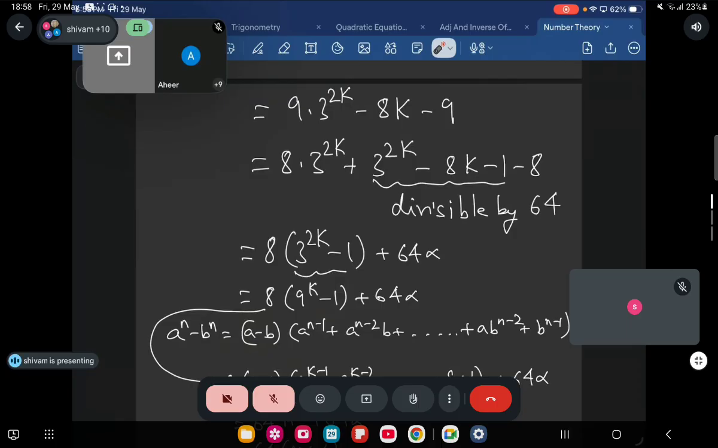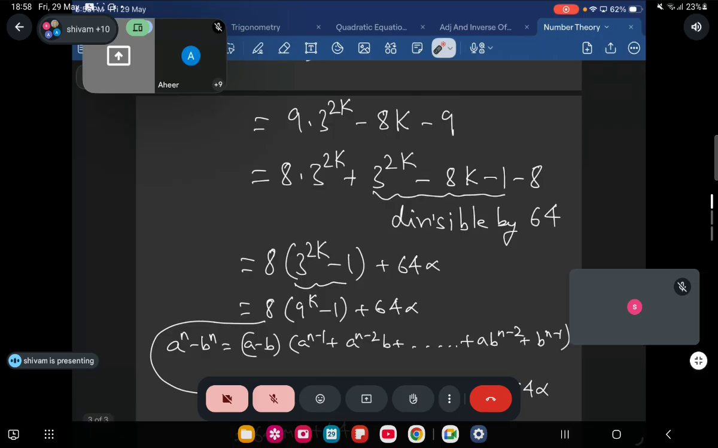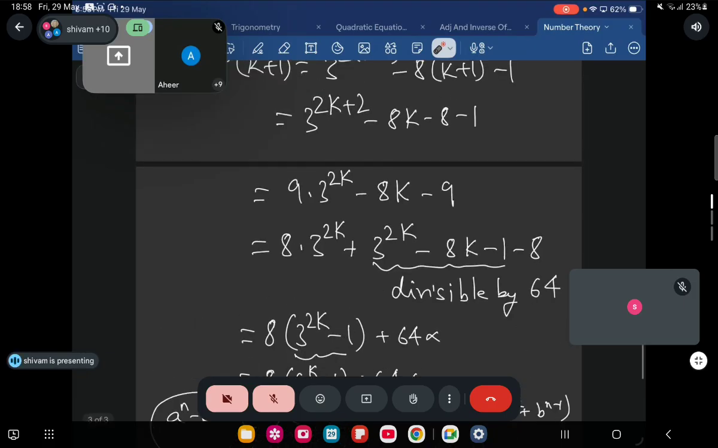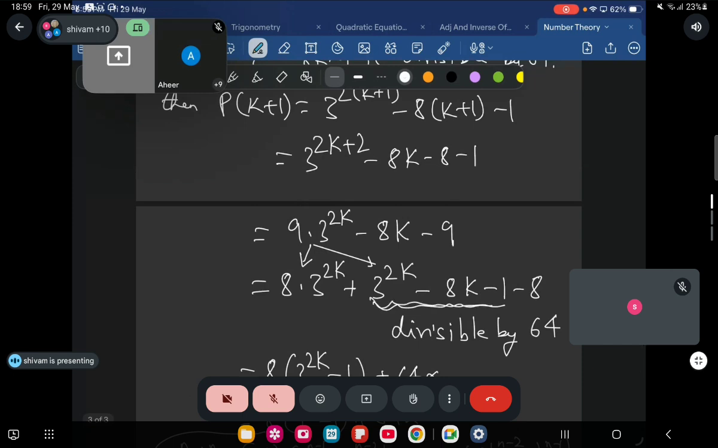Which one? This one? I have broken it into two parts. One is 8 into 3 to the power k and another one is 3 to the power 2k. See, 9 can be written as 8 plus 1. And why did I do it? Because I know that 3 to the power 2k minus 8k minus 1 is divisible by 64. Is it clear? Arav, have you understood? Ramadeep, Venkat, are you getting?